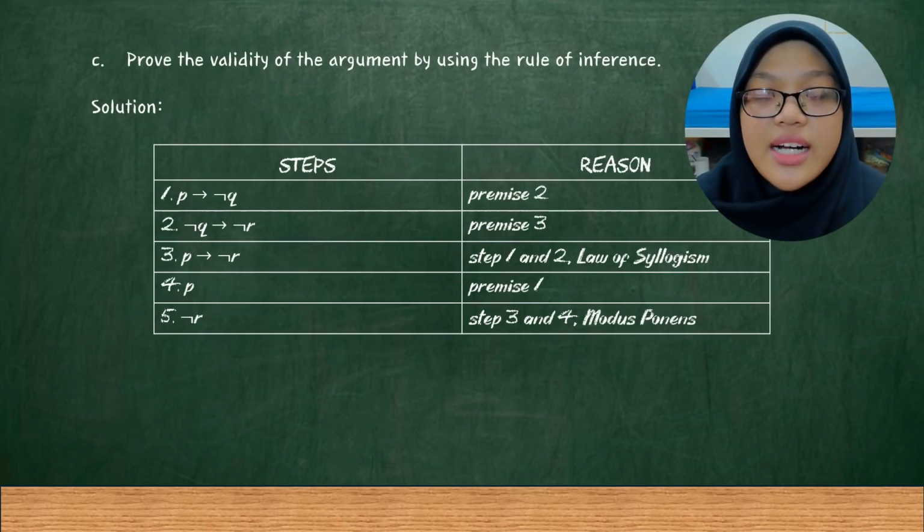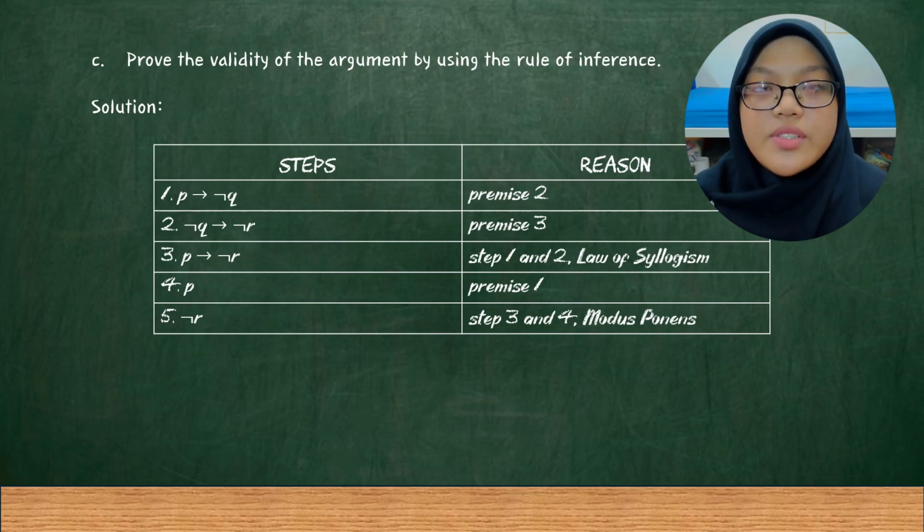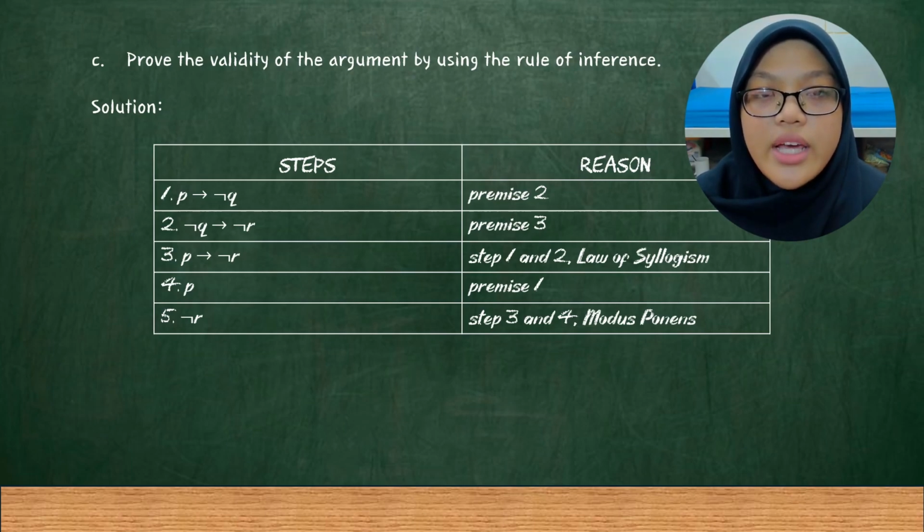Question C is asking to prove the validity of the argument using rules of inference. First, write P implies negation Q as premise 2. Second, negation Q implies negation R as premise 3. If we go through the formula, we can use the law of syllogism to simplify it, and we will get P implies negation R. Next, write P as premise 1 and use modus ponens to simplify it, and we will get to prove that the answer is negation R.